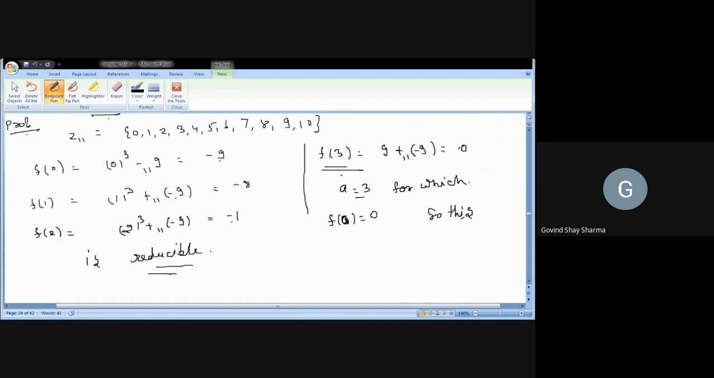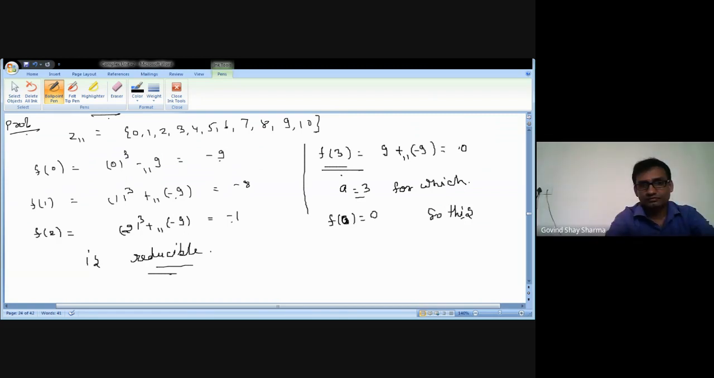This is an important concept about polynomial rings, because this type of question, whether a polynomial is reducible or not, is asked many times in competitive exams. So this is important. Now come to our quiz question.